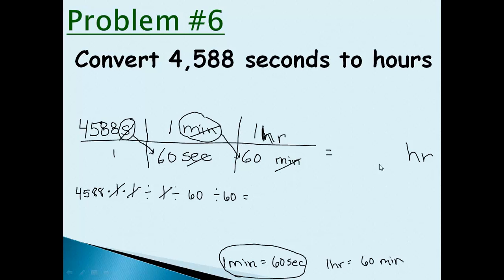I get 1.27444 with the 4s continuing. How many significant figures can I have in my answer? We're almost done. My given has 4 sig figs. That means my answer can have 4 sig figs. 1, 2, 3, 4. Since 4 is less than 5, we don't round up. So our final answer is going to be 1.274 hours.